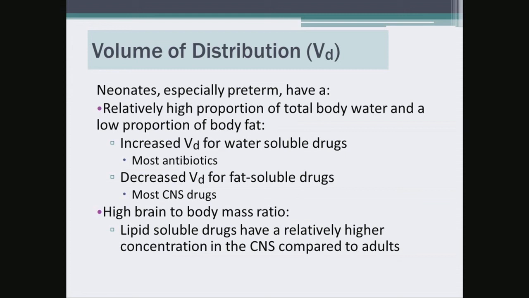On the other hand, volume of distribution is decreased for fat-soluble drugs, which includes most drugs related to the central nervous system. And the high brain-to-body mass ratio means that lipid-soluble drugs have a relatively higher concentration in the central nervous system in neonates compared to adults.